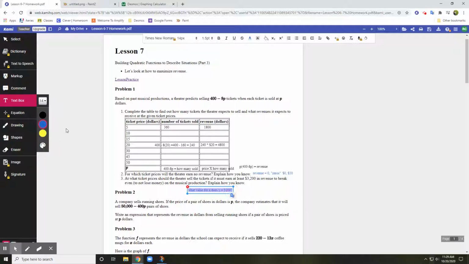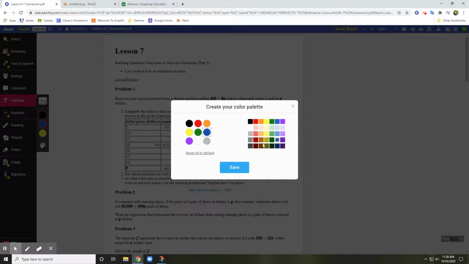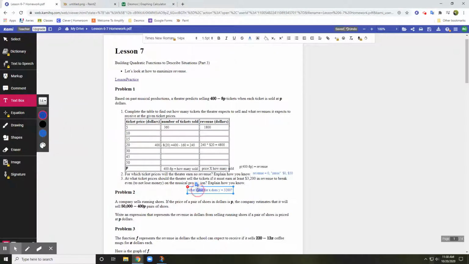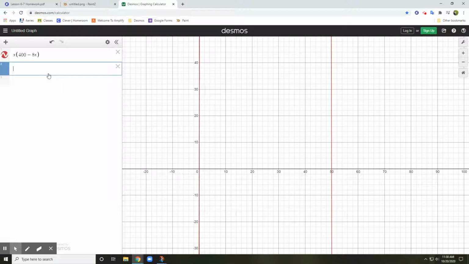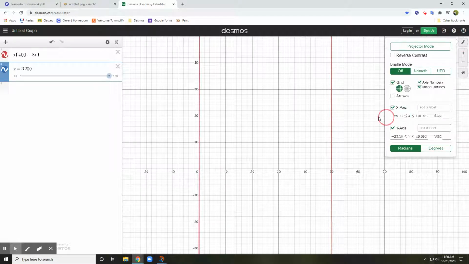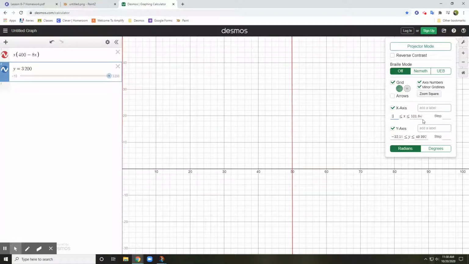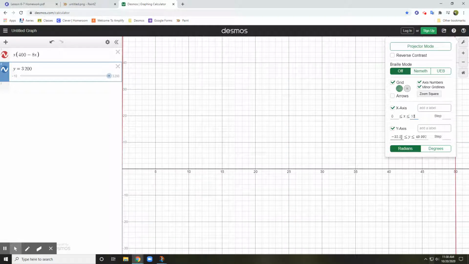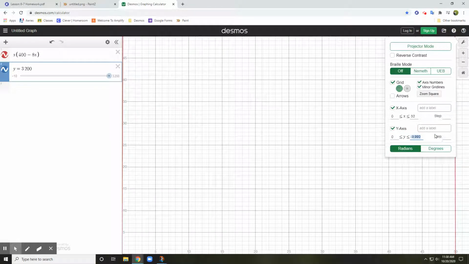I'm going to go ahead and turn this black, see if I can make it easier to see. I want it in a blue, but I want it in a blue that you can actually see. All right, so let's go back to our graph and let's make an equation. Let's say y equals 3,200. All right, so obviously we're going to need to zoom way out. We know that we're not going to have negative prices, so the x-axis is going to start at 0. This doesn't need to be any more than 50, so we'll say 52. We are not going to try to find out what any kind of negative revenue is, so we'll make that 0. And then we need to go at least 3,000, so let's go 6,000.